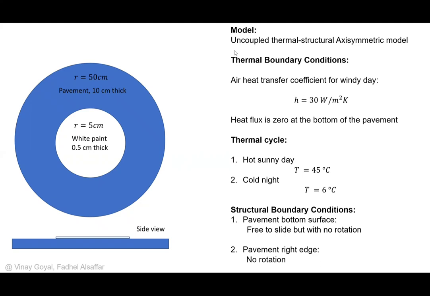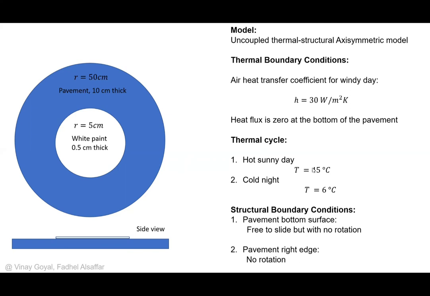And that could be very useful for cases in which we just want to study the structural part, and the thermal part is constant, not changing. So we have two sets of boundary conditions here, thermal boundary conditions and structural boundary conditions. For the thermal boundary conditions, we have H for the air, 30 watts per meter squared Kelvin. And we're assuming that at the bottom here we have zero heat flux.